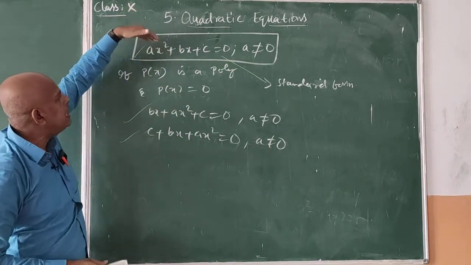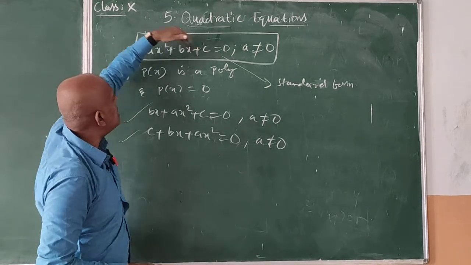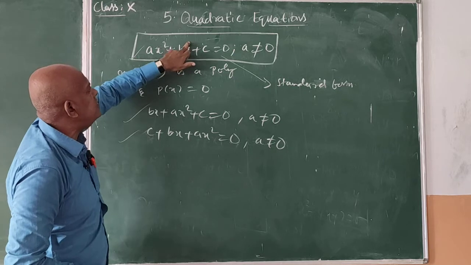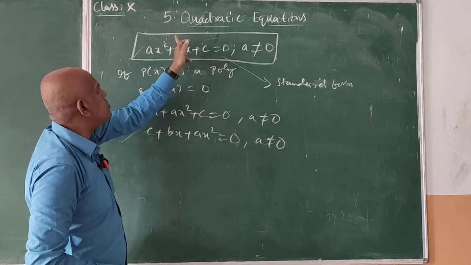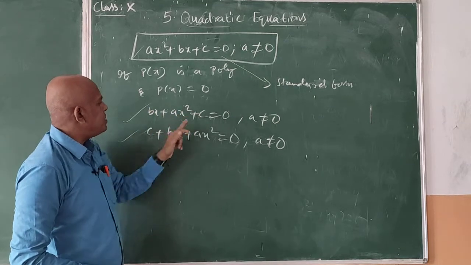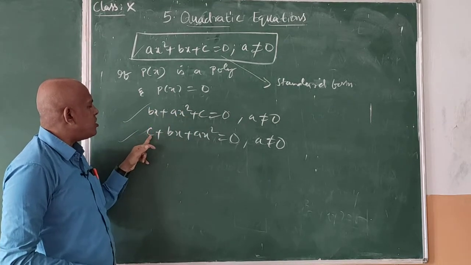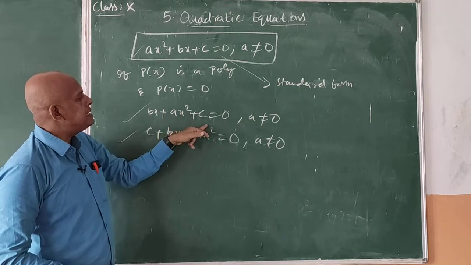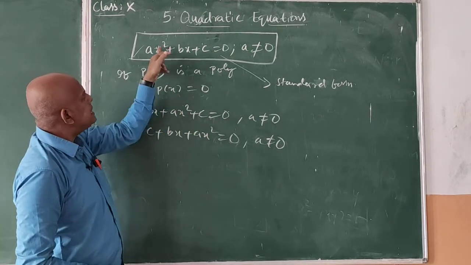But particularly when the degree is in descending order, this term's degree is 2, this term's degree is 1, this term's degree is 0. So descending order 2, 1, 0. Here it is 1, 2, 0. Here the constant term's degree is 0, then 1, 2. Here it is ascending. Here it is a zigzag. Here it is not in order, but here it is in descending order.